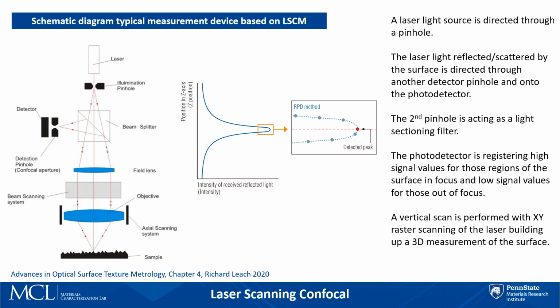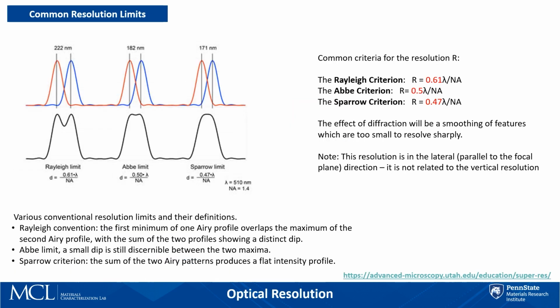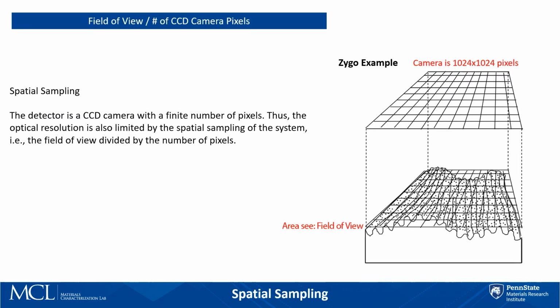The optical resolution of optical profilometry is going to depend on the numerical aperture of the objective that we are using. There are several conventional resolution limits, and their definitions are here on this slide, but essentially the common formula is that our lateral resolution is equal to a constant times the wavelength of light divided by the numerical aperture. Optical resolution is also going to be limited by the spatial sampling of the system.